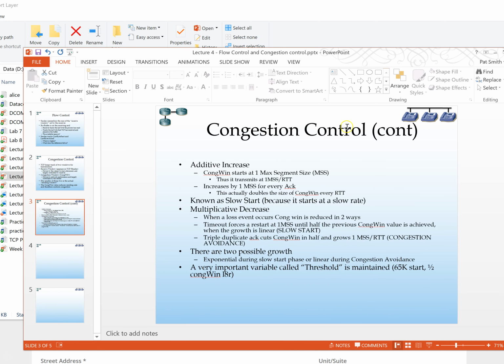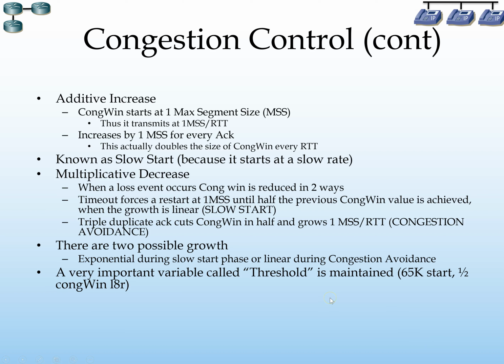And here are the rules for that, and I'm going to actually do a slideshow on this one, so it'll show up just a little better on your screen. We have what's called additive increase. The process is called slow start because it starts out slow. It's a multiplicative increase. It's an additive increase, and we'll talk about how this works.